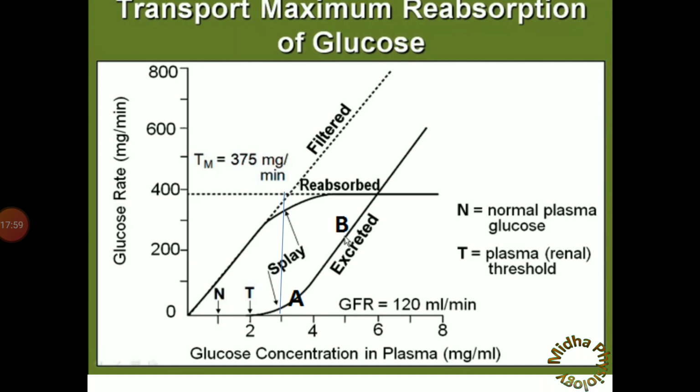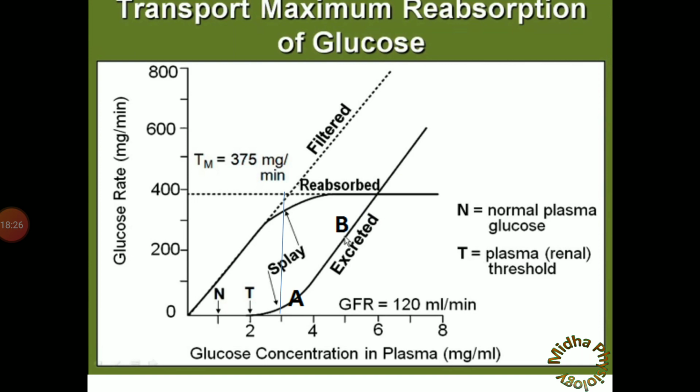Okay, so here you can see the horizontal line is the plasma glucose concentration, and the vertical line is the glucose rate. In this graph we have three curves. This is the curve associated with the filtration. This is the curve associated with the reabsorption rate. This is the curve which is associated with the excretory rate, the glucose excretion in the urine.